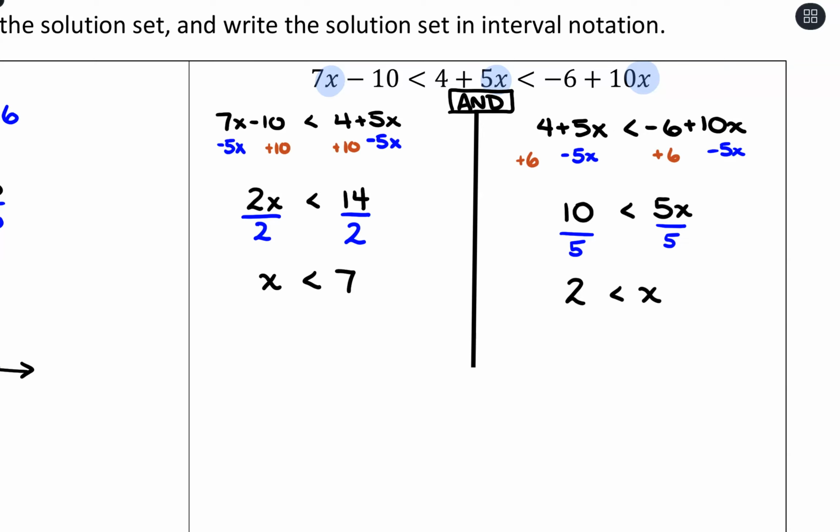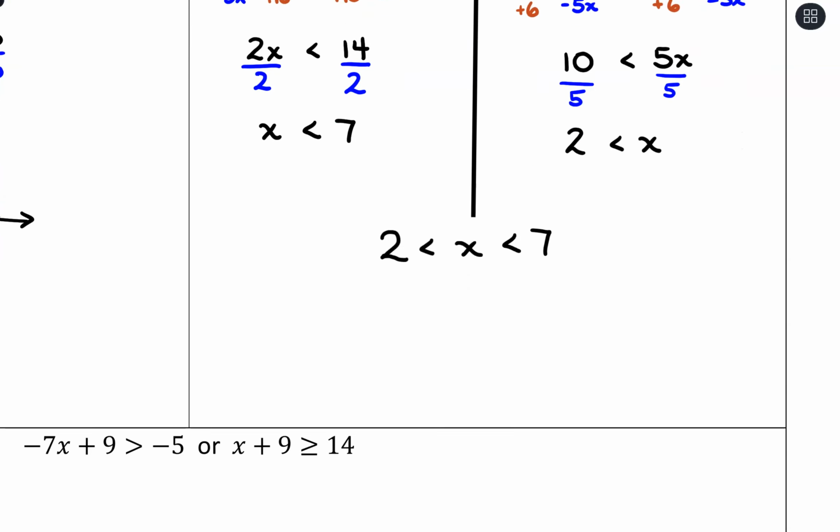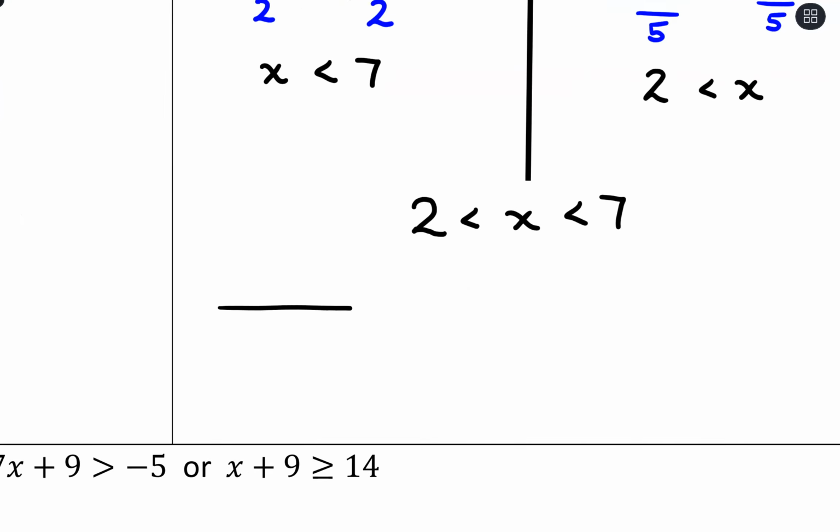So what I could do is combine that back together into the statement 2 less than x less than 7 for my inequality. Which means in terms of a graph, we're stuck between 2 and 7. 2, 3, 4, 5, 6, 7. And we'll be using open circles for everything because we're not including the 2, not including the 7.